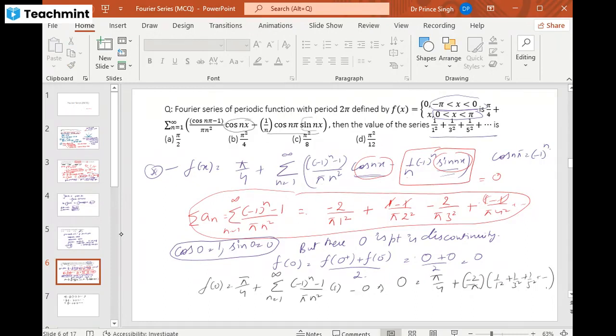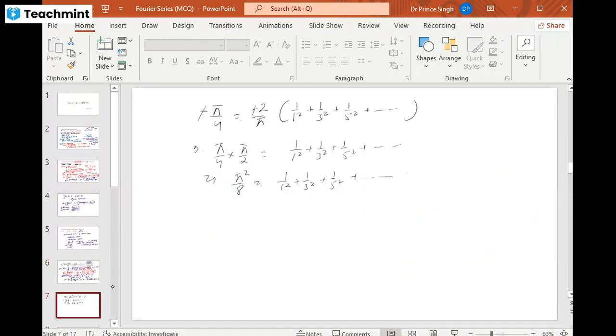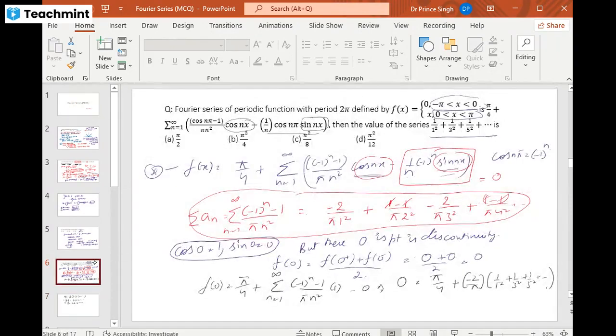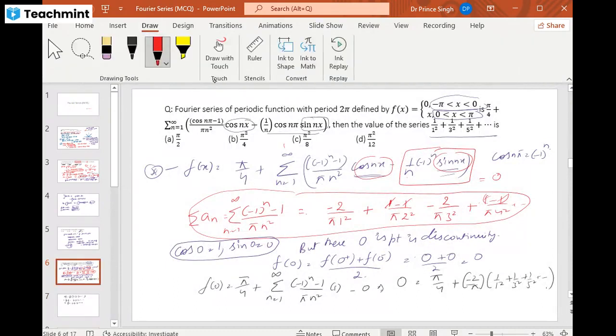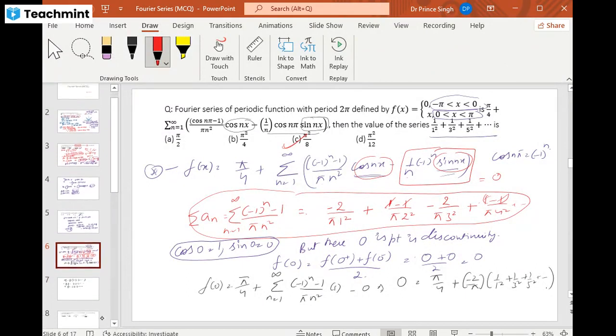So what is the suitable value of x for which sine x is 0 and cos x is 1? We will put x equal to 0, right? And from here we get the value of the infinite series as pi squared by 8. So what is the value? The value is pi squared by 8. So this is the correct answer. Okay, now let us proceed to the next question.